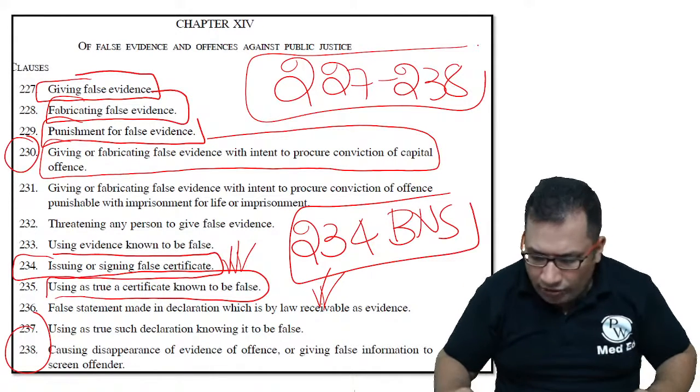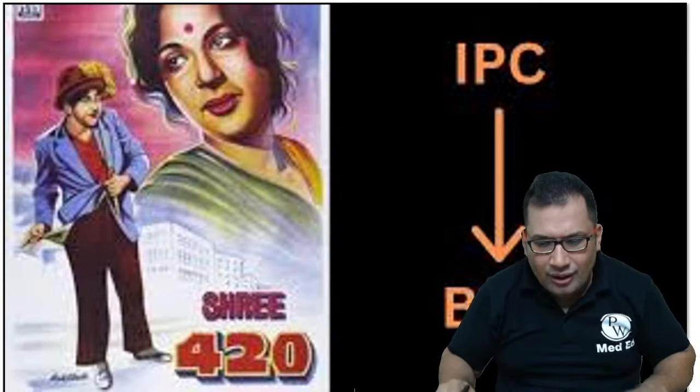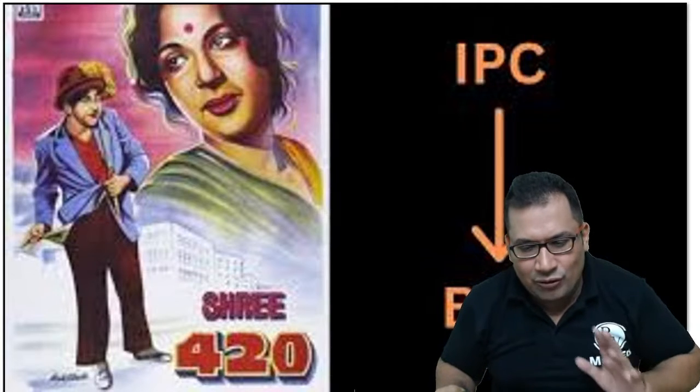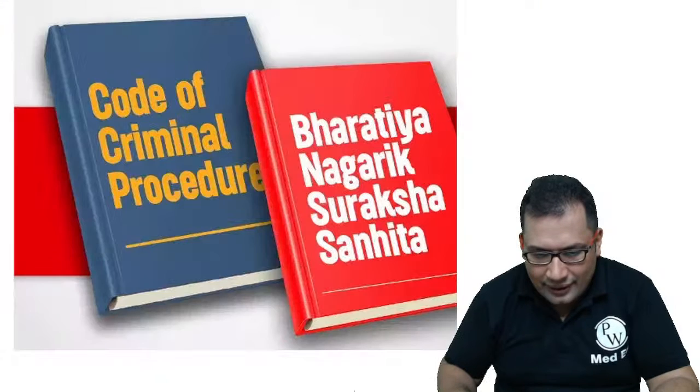Now we are talking about the last section in BNS. Previously we used to study 420, right? Now it is going to change. That is 316(4) BNS.